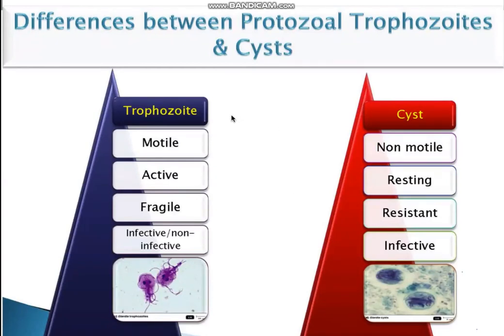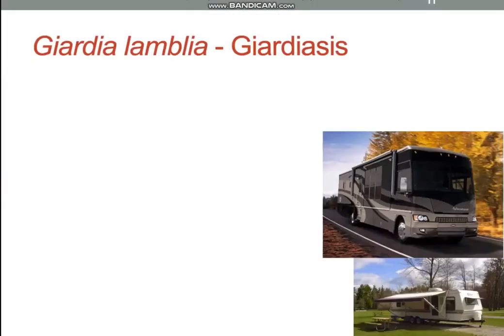Brief comparison: trophozoite is motile, active because it replicates and gets nutrition. Fragile, this means that it's not quite resistant to the environmental factors, so it can die quite quickly. Infective or non-infective: most of the time, it is considered to be a non-infective stage, all right? Cyst is not motile, resting, as I said, resistant, because it has a thick cell wall, so it can resist environmental factors relatively better than the trophozoites, and it is the infective stage. So that's all about Entamoeba histolytica.